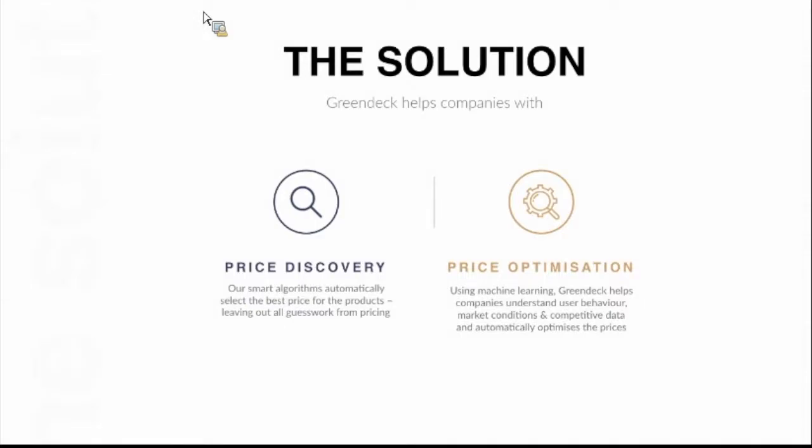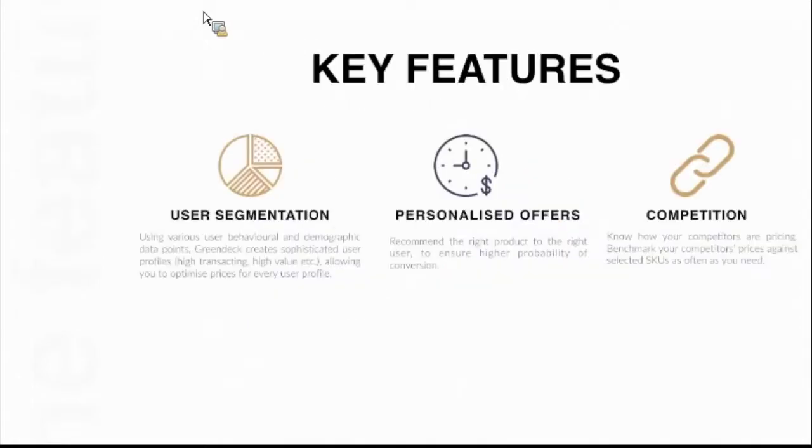And in price optimization, using machine learning, Greendeck leverages user behavioral data, other internal signals like inventory data, and external signals like what the competitor is pricing your product at, or whether there is a hyperlocal event which is affecting the demand of your product. Taking all of those things into account, our machine learning algorithms then optimize the prices on a real-time basis.